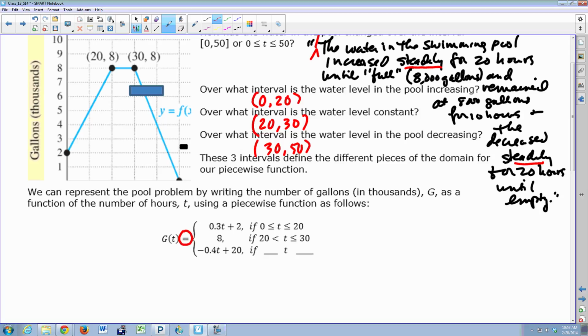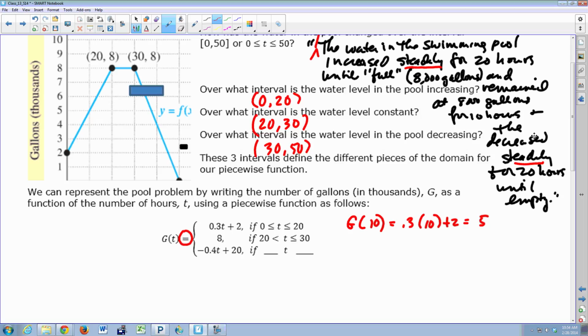We're saying that if the time is less than or equal to 20 hours and greater than or equal to 0 hours, this is how we figure out how much is in our pool. We take T, we multiply it by 0.3, and we add 2 to it. So if I wanted to know what G of 10 was, I have to find my appropriate domain. 10 is between 0 and 20. So I would use this formula, 0.3 times 10 plus 2, which is 5. So after 10 hours, there's 5,000 gallons of water in that pool. Okay. Now, once I get up to 20 and I'm between 20 and 30, my water level doesn't change.